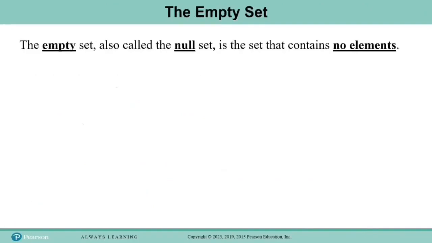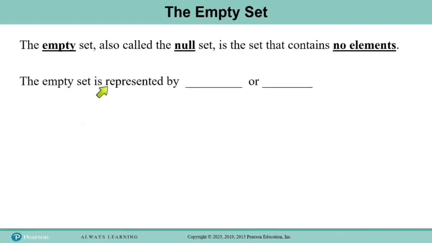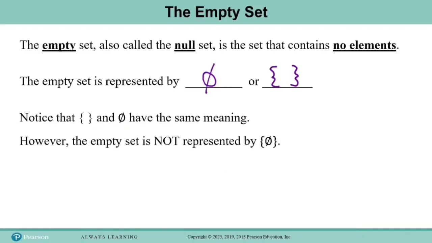Now let's talk about the empty set. So the empty set is also called the null set, and it is the set that contains no elements. The empty set has no elements, of course. So the empty set can either be represented by this circle with a line through it. I know it looks like a 0, but it's not. It's a circle with a line through it, or it could just be a pair of empty braces. Now, a lot of times we don't use the empty braces because that kind of leaves it open to a question of could there be something missing? Is there a typo? Where the empty set symbol is very clear that we mean a set with no elements. So both ways of writing it have the same meaning.